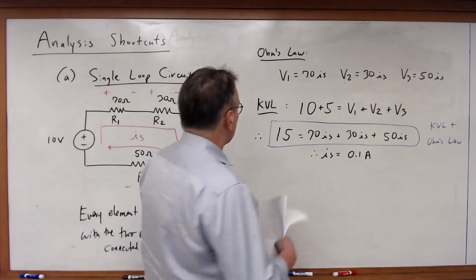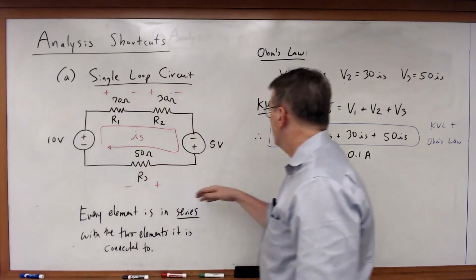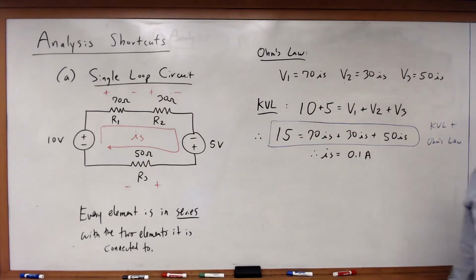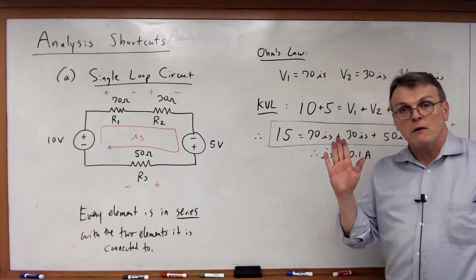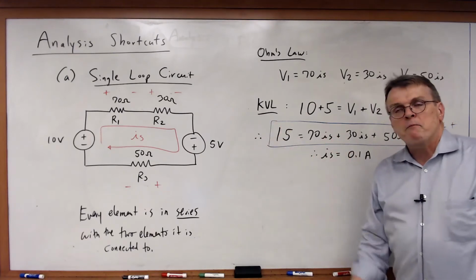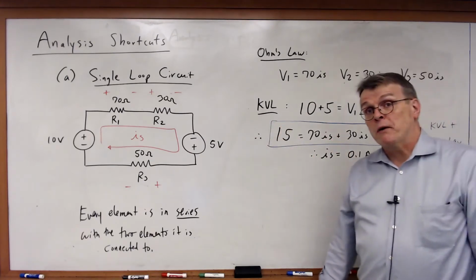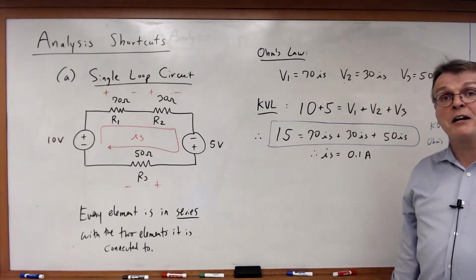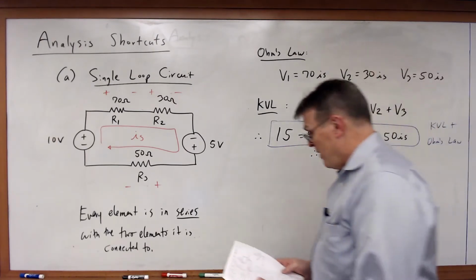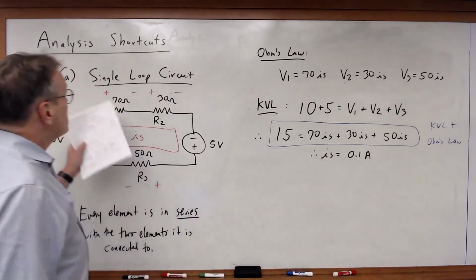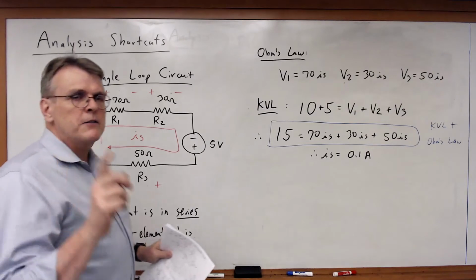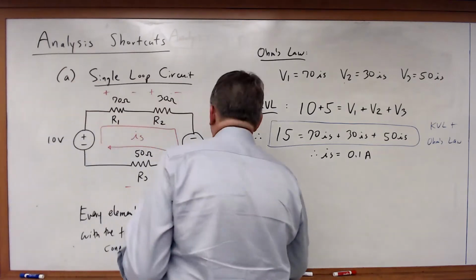But if you can just right off the bat start learning to combine the KVL and the Ohm's law equations together right at the start, you're going to find that the problems are a lot easier and a lot quicker to solve. Because this way, I just get one equation. That's all I care about. All right, so this is my example of the single loop circuit. Now let's look at another simple example.